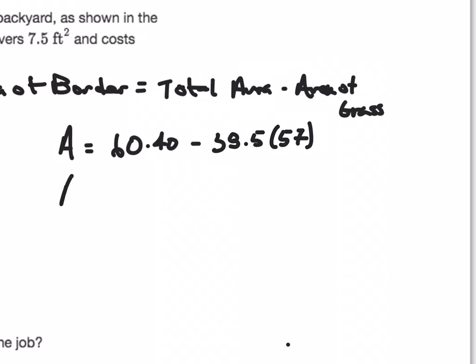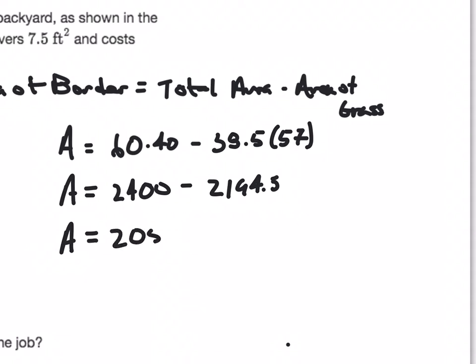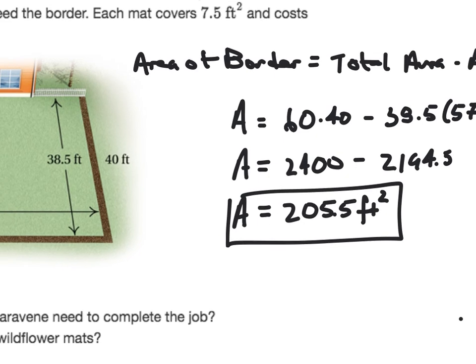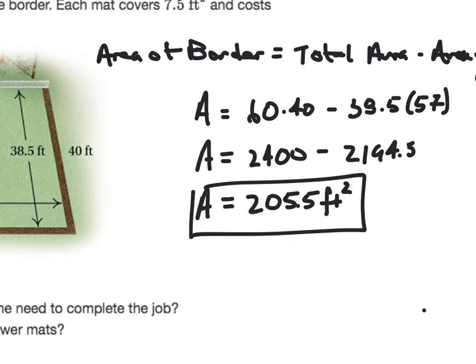So area is equal to 2,400 minus 38.5 times 57, which is going to give us an area of 2,194.5 square feet. If we subtract those from each other, that's going to give us an area left over of 205.5 square feet. And this is the answer that we want for part A: what is the area of the border? So I put that in for A.